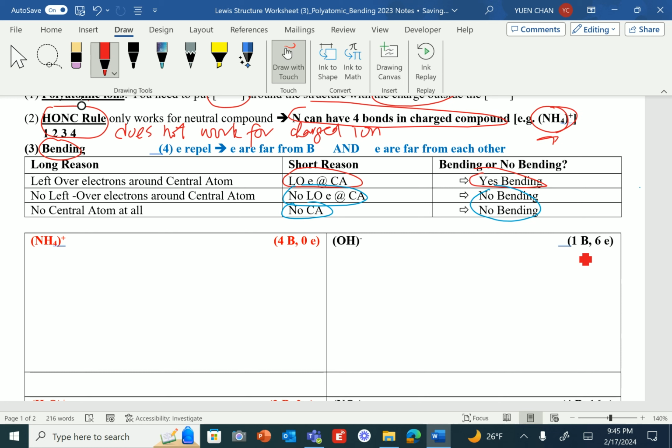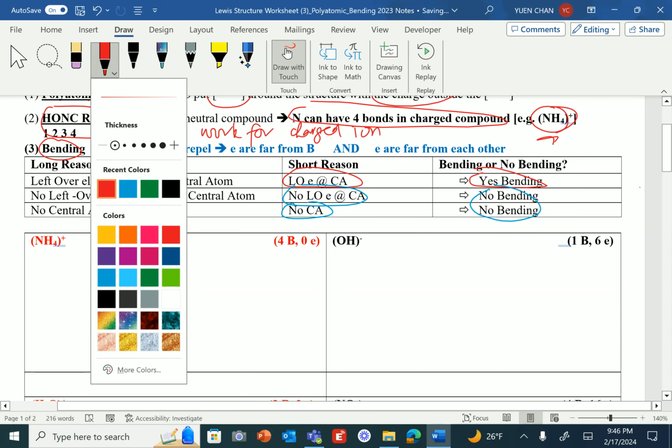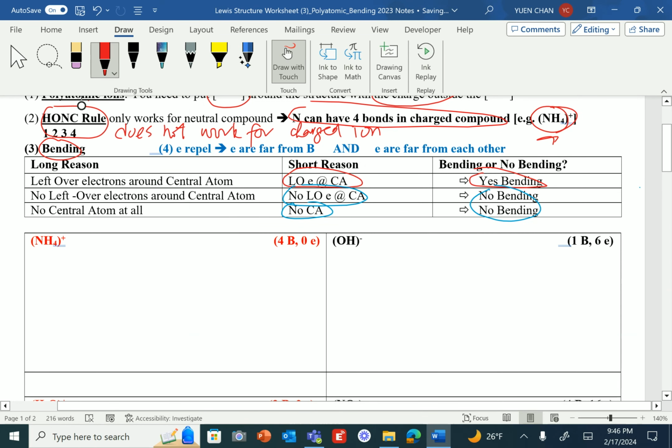For NH4 plus, you ask yourself, the first question is, do you have a central atom? You always ask yourself, no matter what question, do you have a central atom? If yes, which central atom? And then the second question is, how many bonded atoms and leftover? And then the third question is, what kind of shape? You always follow these rules. So I have a central atom because N is the smallest number, and I have 3 or more atoms. So N is the central atom. And then I have 4 bonded, leftover 0. So that means the basic shape will be cross shape.